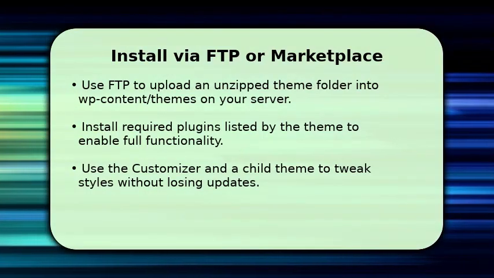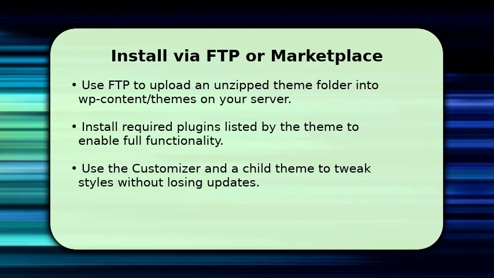Use an FTP client to upload an unzipped theme folder into WP content/themes on your server. Return to Appearance Themes to see the new theme and click Activate.